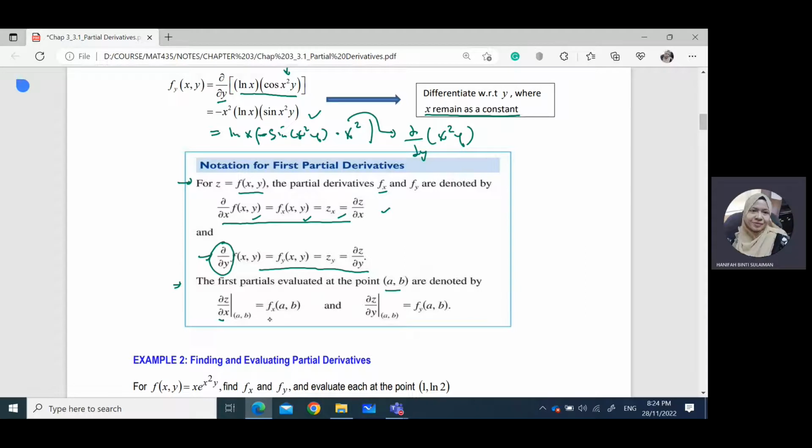Okay, so after you get the partial derivative with respect to x or y, you need to enter the value of x and y. So this one represents x, and this one represents y. So you need to enter the values of x and y based on the given point into the partial derivative with respect to x and the partial derivative with respect to y. Then you will get the value. Okay, alright, so these are the notations for the first partial derivative.